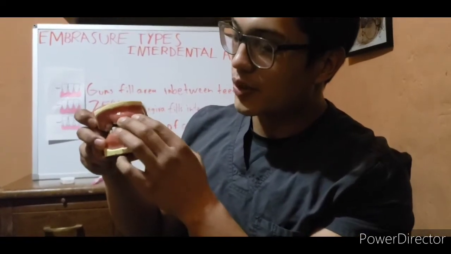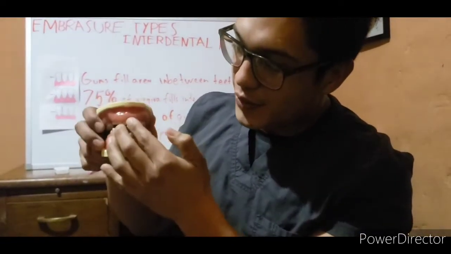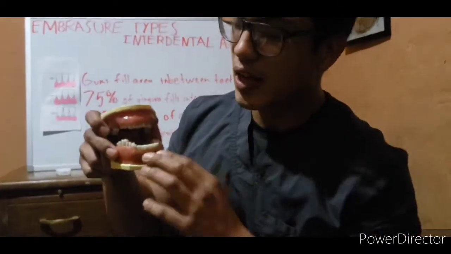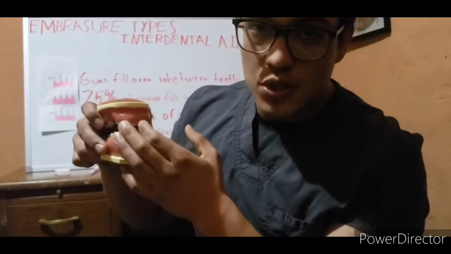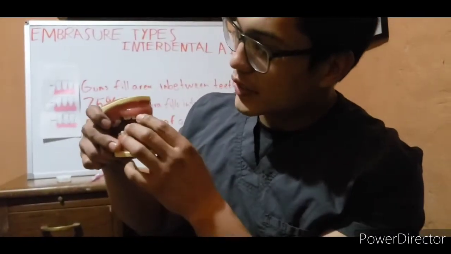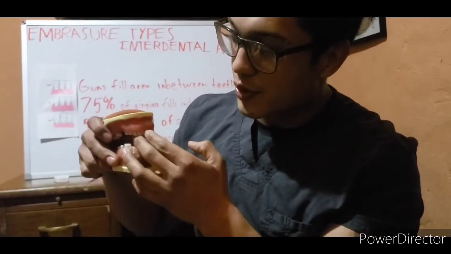So first of all, what are embrasures? Well, to know that, you must know what gingiva is, which is basically your gums. Your gums not only appear on top like you see here, but they fill the space in between each tooth, if you have noticed. The area between each tooth is called the interproximal space, and usually if you have healthy gingiva, that interproximal space will be filled with gum.